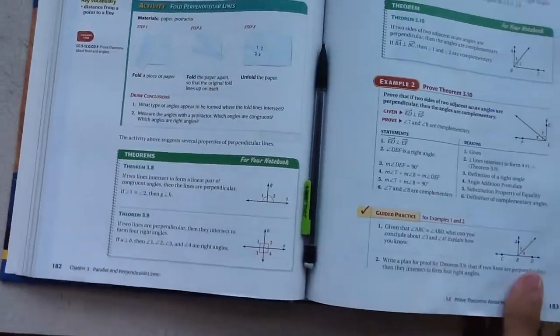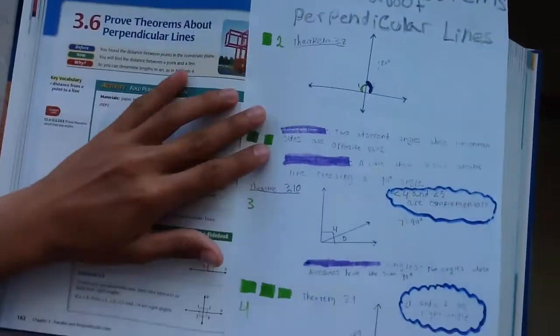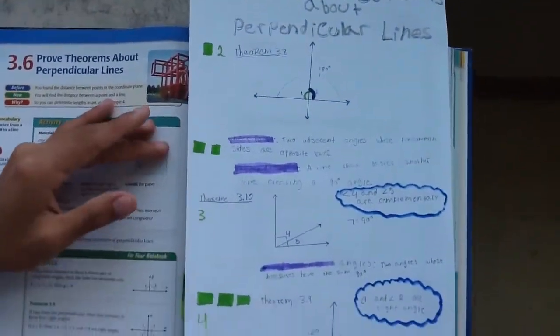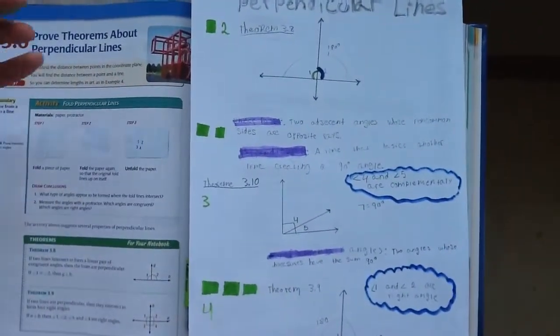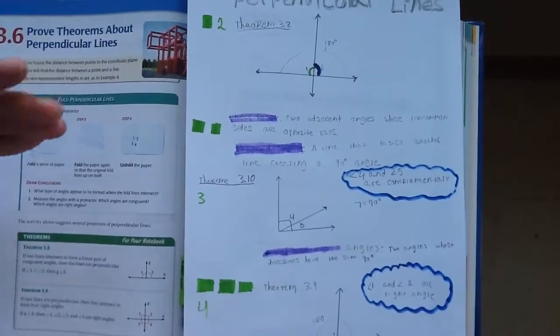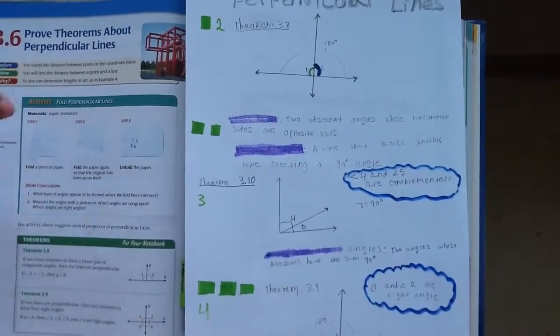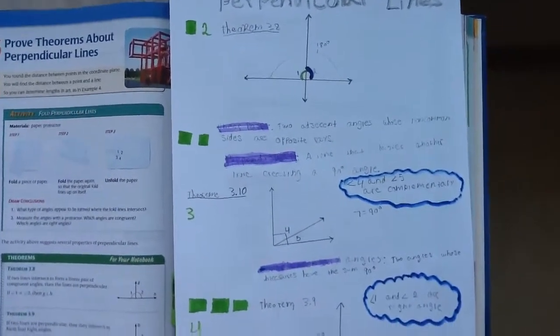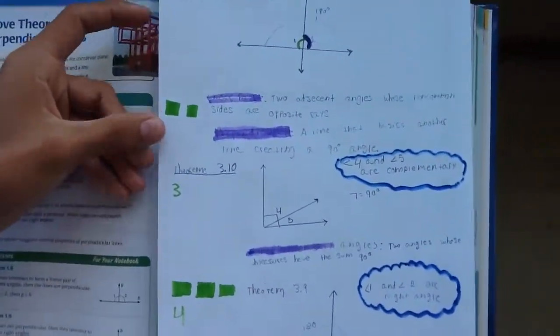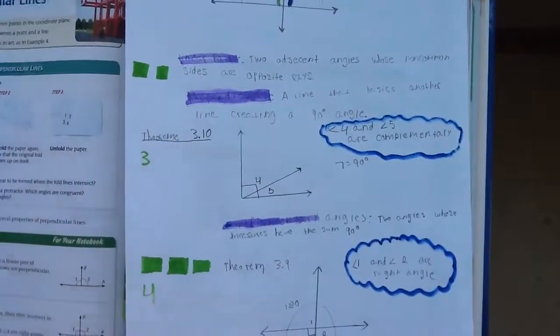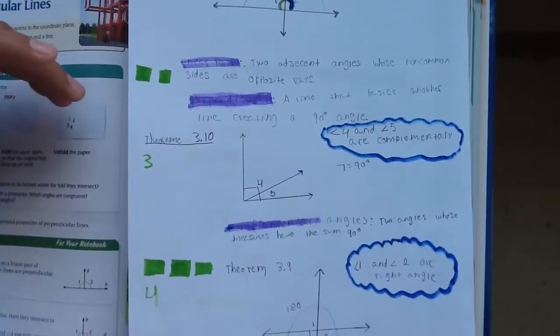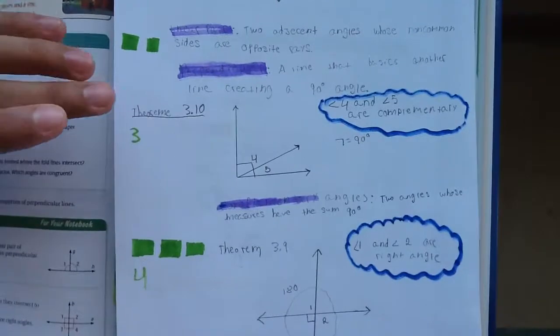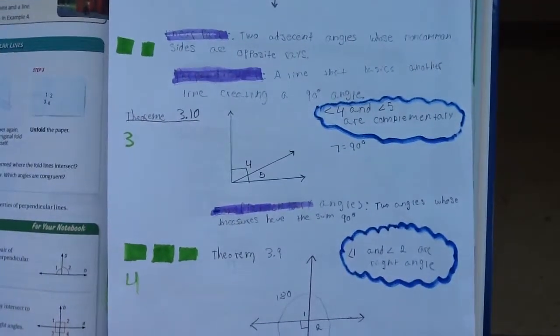That was a little bit hard to understand, so let me define a couple of words so you can comprehend better. Linear pair, what does that mean? Well, that is when two adjacent angles have non-common sides that are opposite rays. Let's also define perpendicular. Perpendicular is a line that bisects another line creating a 90-degree angle.